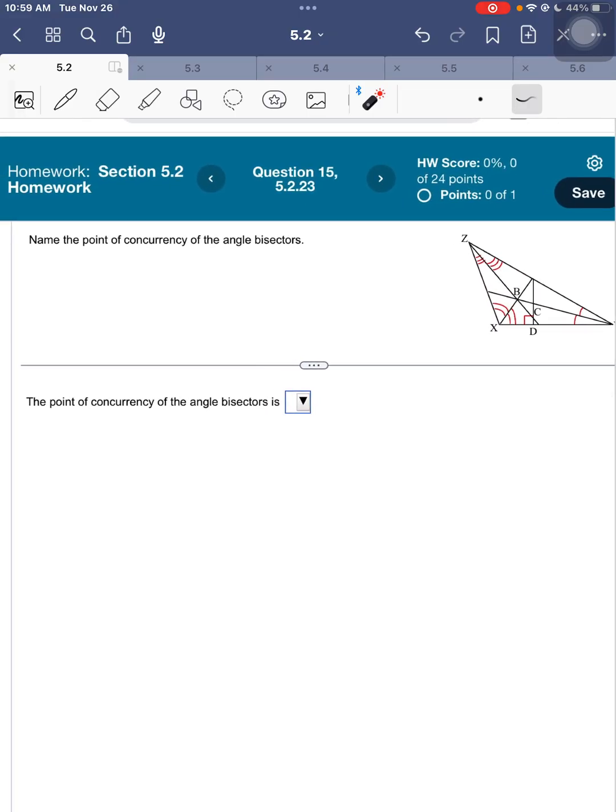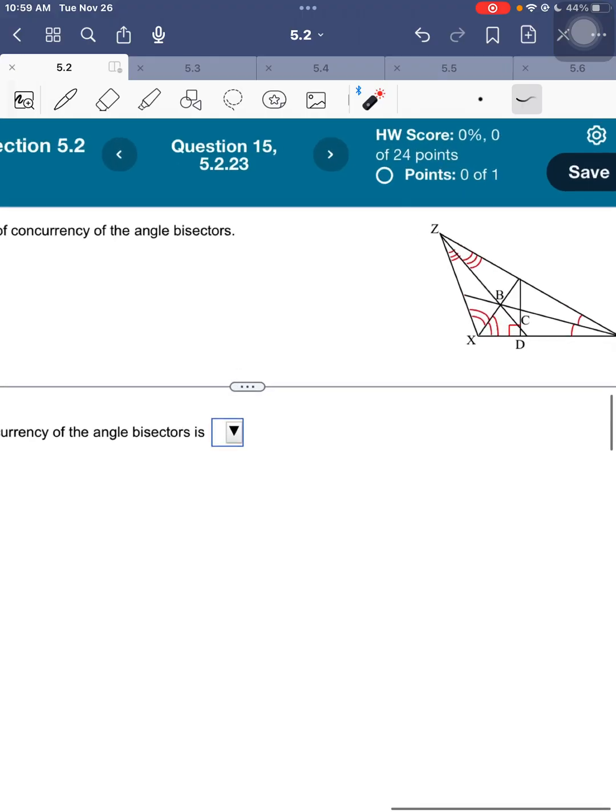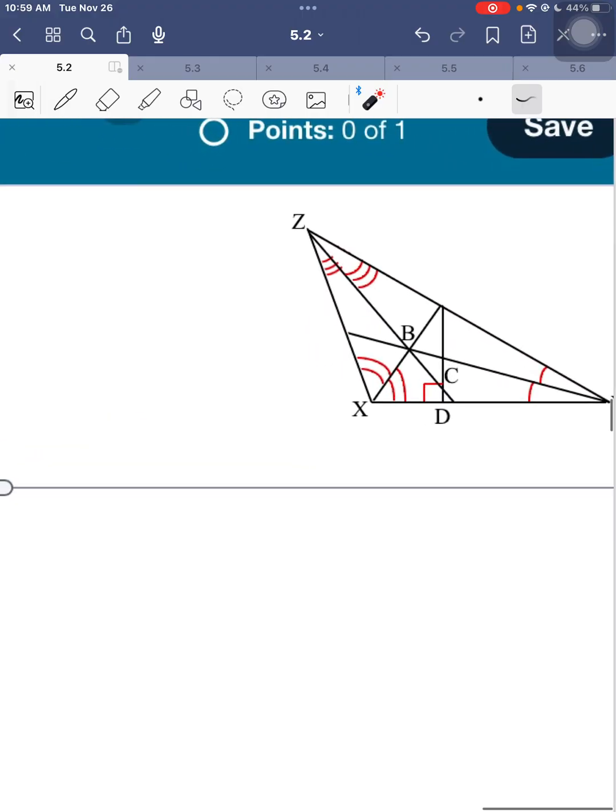Okay? So, this is another tricky one, I feel like. Name the point of concurrency of the angle bisectors. Okay, so I know I'm going to have a midpoint, right? Not a midpoint, an incenter, right? Point of concurrency of angle bisectors, that's going to yield me an incenter. So, let's take a look at my angle bisectors. Where are my angle bisectors? I have this guy right here. So, I'm going to go ahead and draw it in blue. So, I have this right here.